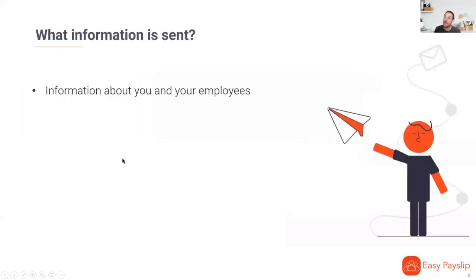So the information that is sent, there's basically two types. There's information about you and your employees. So information about you, such as your ABN, or it could be your WPN, your contact details, and then information about your employees, such as their contact details, their tax file number, their tax status. So that goes in each STP file. And then the actual wages, tax, and super information from each payday goes in the file as well.